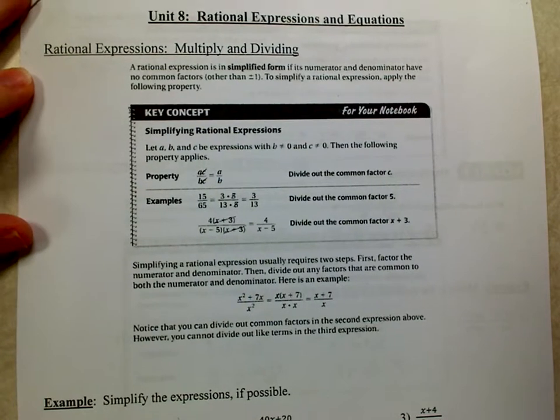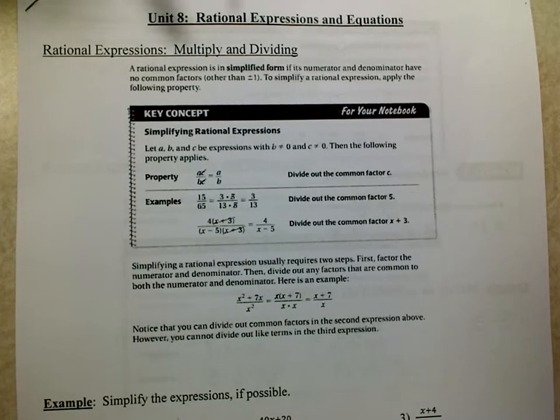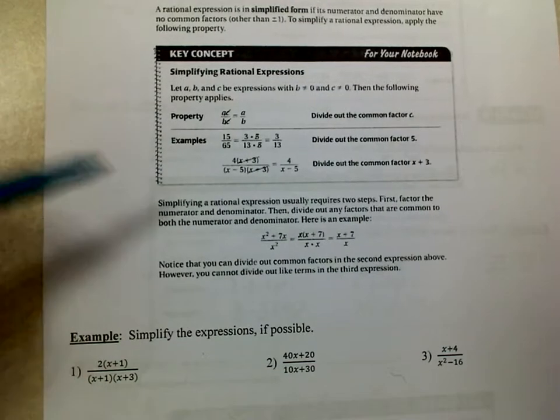So we started looking at rational expressions today, which is Unit 8 of our textbook. A rational expression is a problem where you have a polynomial in the numerator and denominator of a fraction. And what we worked on today is how to simplify a rational expression. Basically what you're going to do is there are two steps.